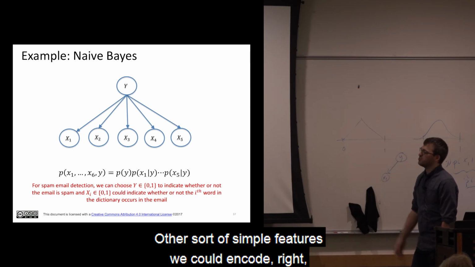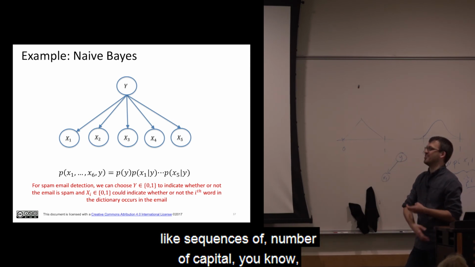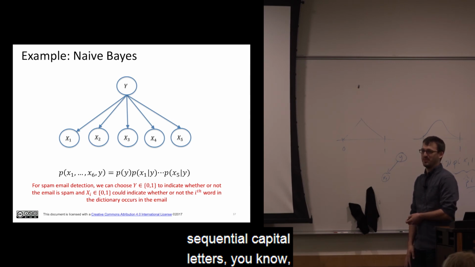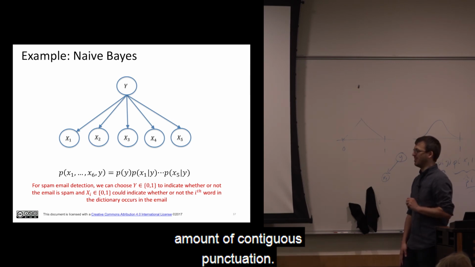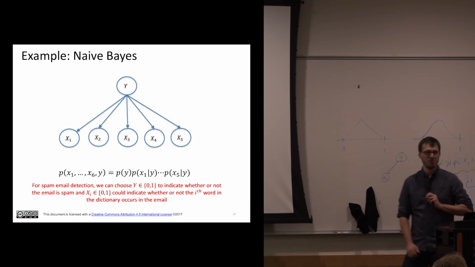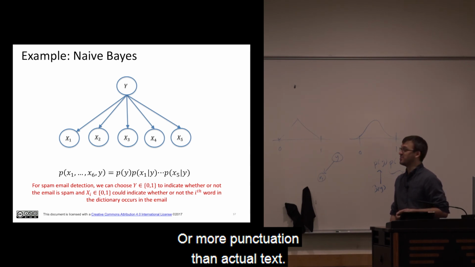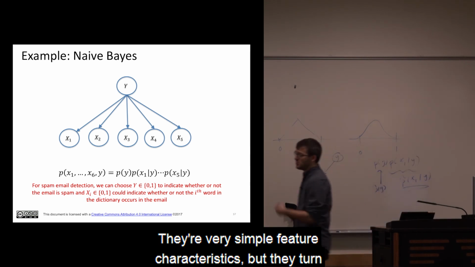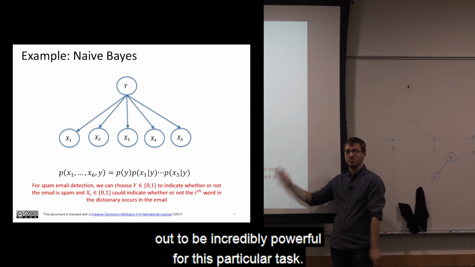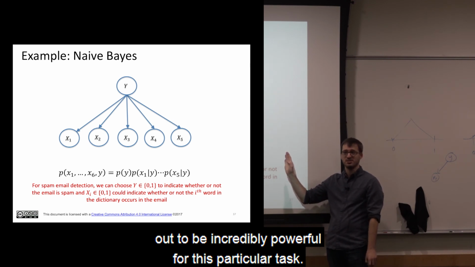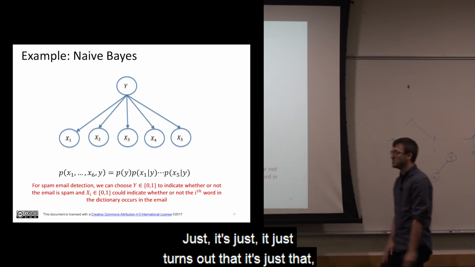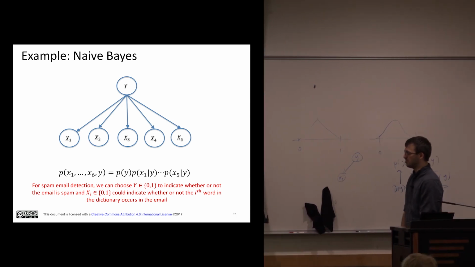Other simple features we could encode are sequences of capital letters and the amount of contiguous punctuation. No one ever sends me an email with 10 exclamation points in a sentence, or more punctuation than actual text. These kinds of things are very simple feature heuristics, but they turn out to be incredibly powerful for this particular task. It just turns out that it's that simple.